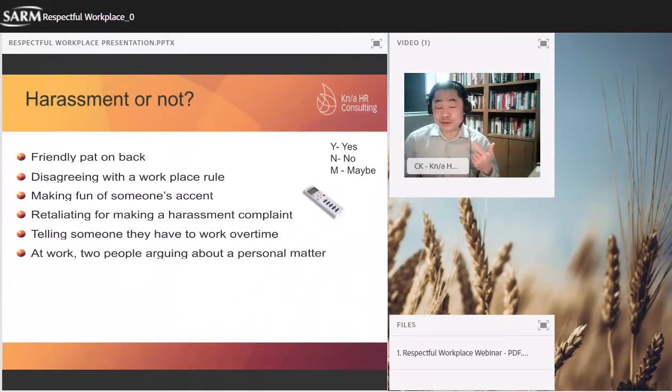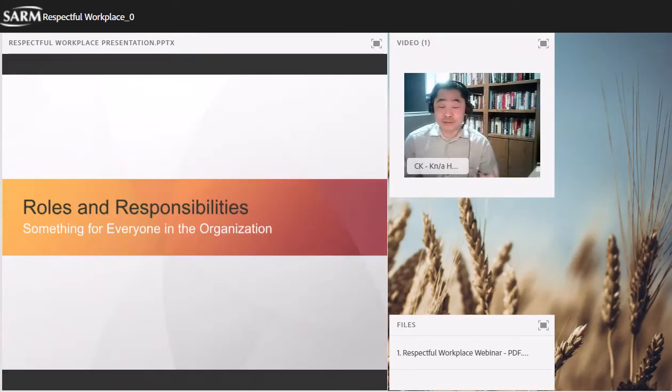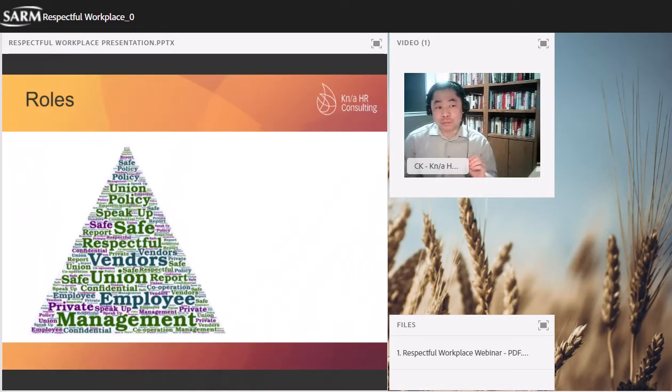So now we talked about respectful workplace, what a respectful workplace looks like, what it doesn't look like. We talked about harassment, and let's talk about roles and responsibilities, because all of us, you and I included, everyone has to have a role to ensure that the workplace we are in is one that is respectful and is something for everyone in the organization. So I'll just quickly run through four major roles typically in an organization.